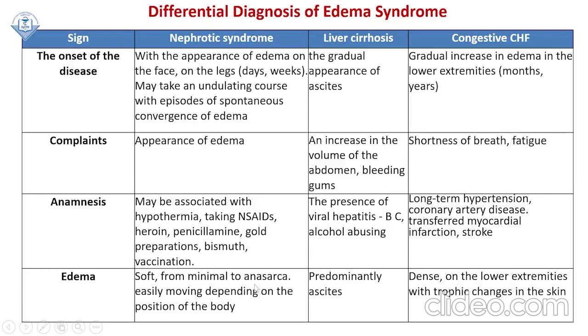Character of edema in nephrotic syndrome: it is soft, maybe minimal, latent, maybe up to anasarca. It is easily moving depending on the position of the body. In liver cirrhosis, edema predominantly is in form of ascites. In congestive heart failure, edema is dense in the lower extremities with trophic changes in the skin.